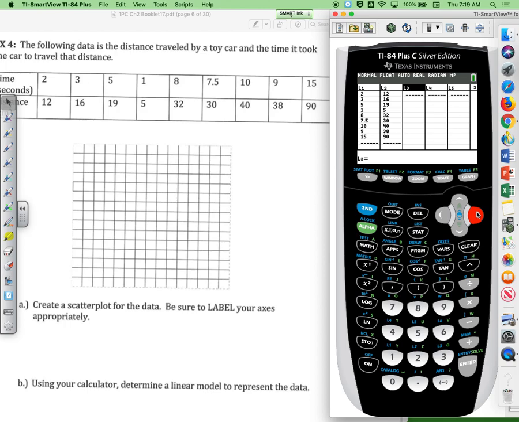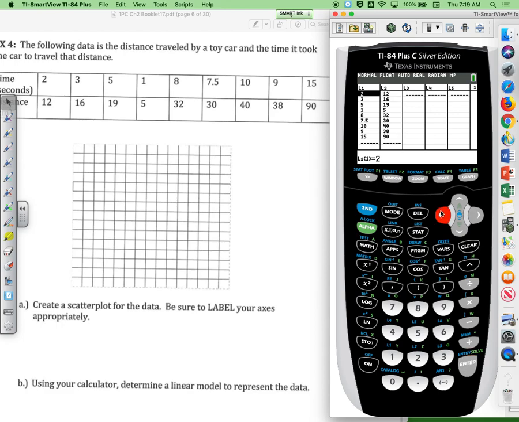I'll show you on list 3. If I had some data in here that I don't want, go to the top of the list, hit clear, and hit enter. And it'll just get rid of the data there. If you hit the delete button, it gets rid of the entire list. So you wouldn't even see list 3 on the screen.